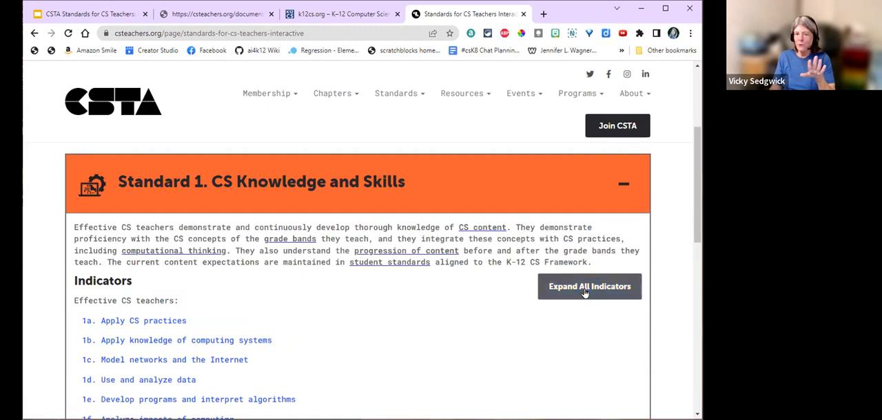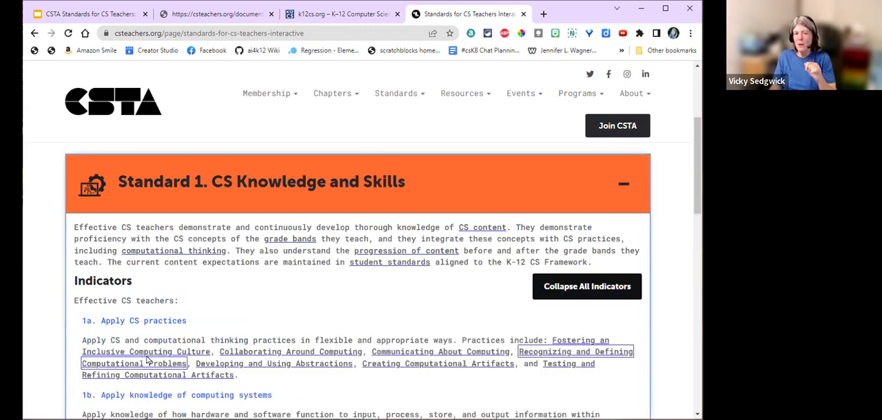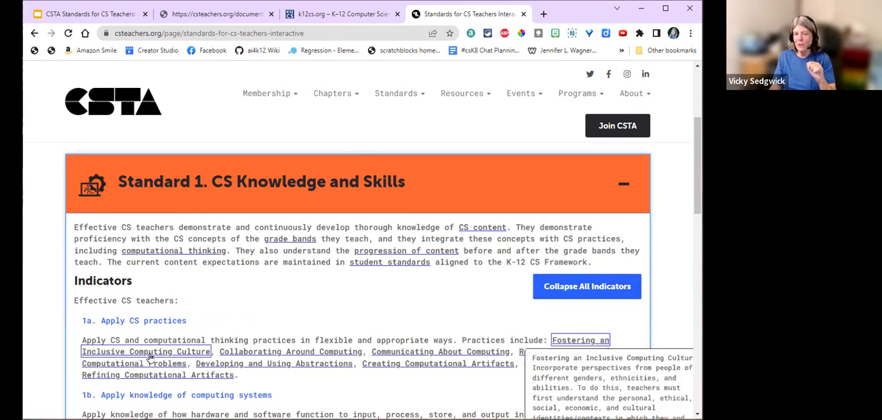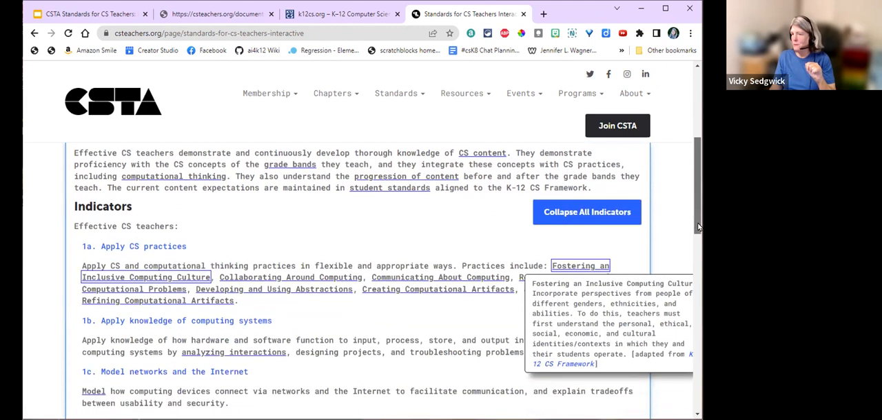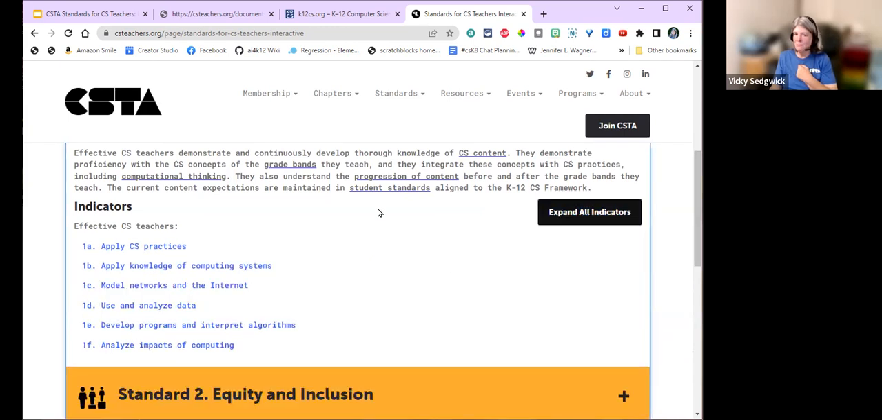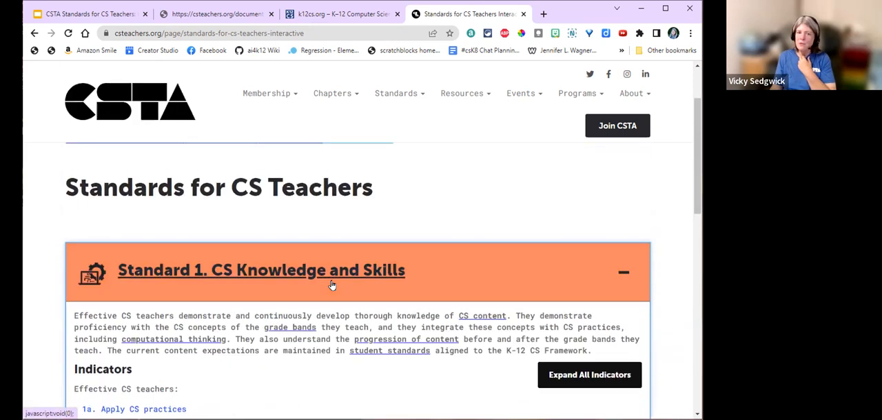And if I expand all the indicators, you're going to see even more. Any of these things that are underlined will have definitions and or links to more things you can read. Okay, so it'll give you a little more indication.